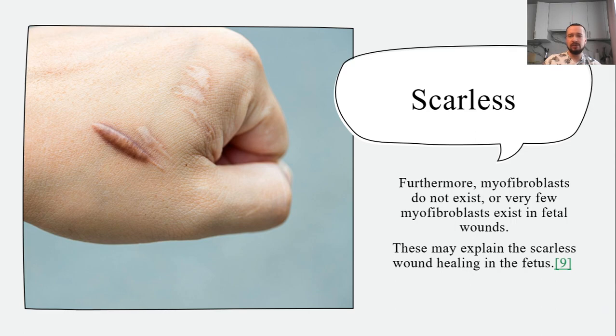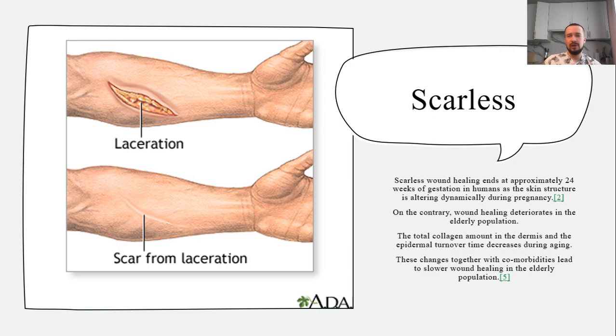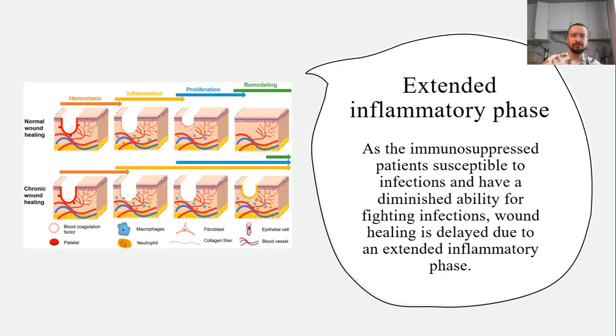Furthermore, myofibroblasts do not exist or very few myofibroblasts exist in fetal wounds. This may explain the scarless wound healing in the fetus. Scarless wound healing ends at approximately 24 weeks of gestation in humans, as the skin structure is altering dynamically during pregnancy. On the contrary, wound healing deteriorates in the elderly population. The total collagen amount in the dermis and the epidermal turnover time decrease during aging. These changes, together with comorbidities, lead to slow wound healing in the elderly population.